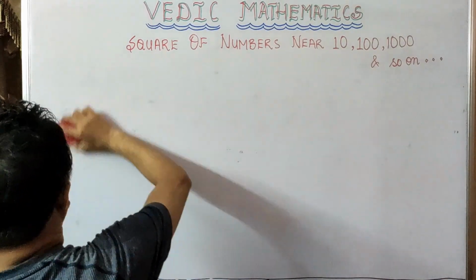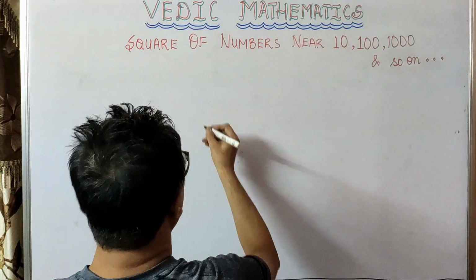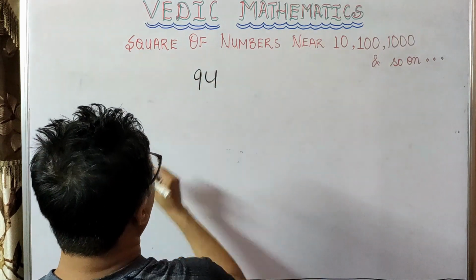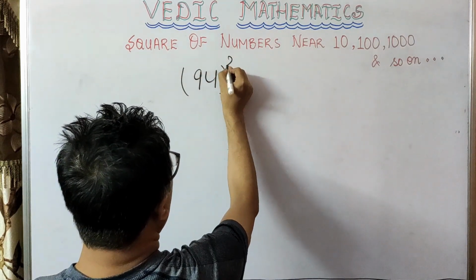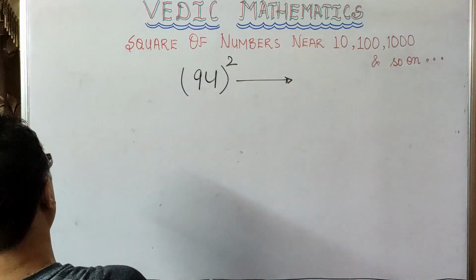Now, let's say we have to find the square of 94. So, how do we go about this? Now, 94 is what?